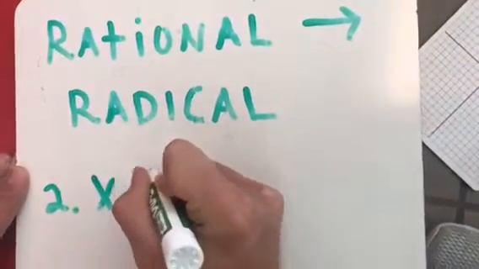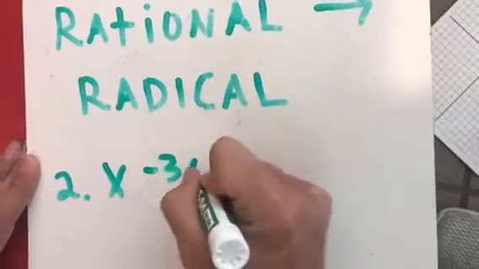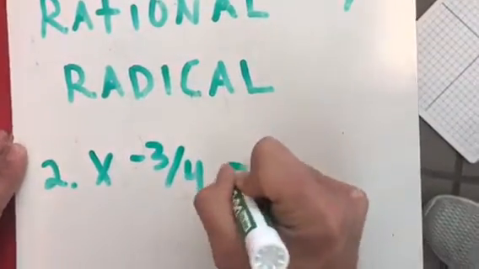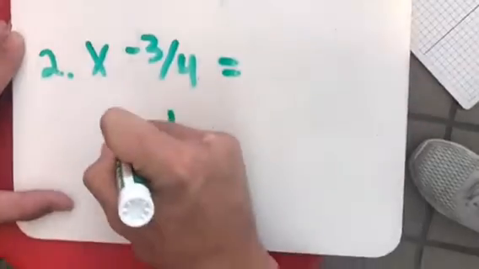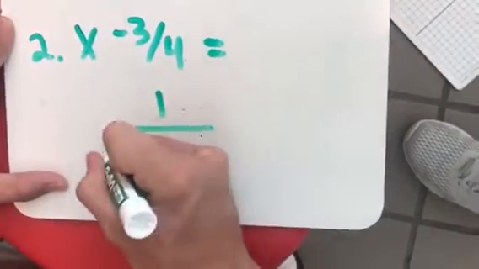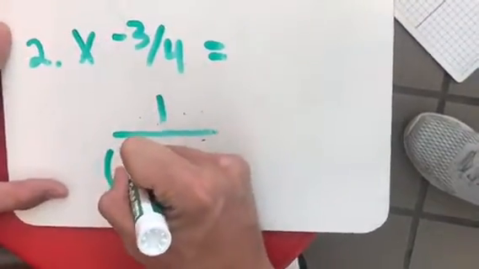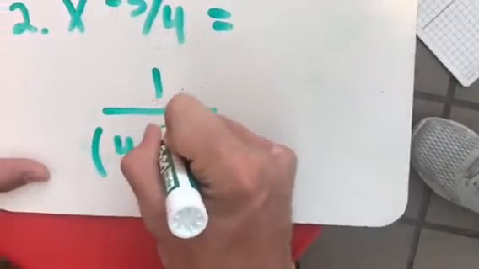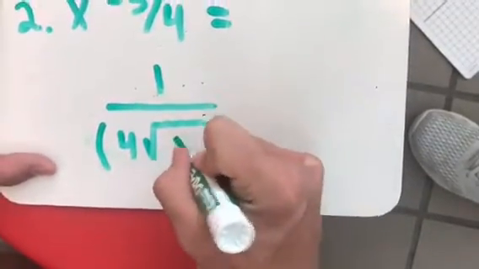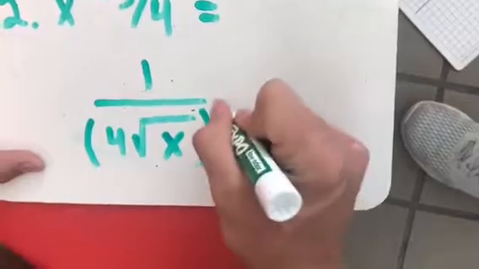When we see a negative exponent such as x to the negative 3/4, we remember that negative exponents create fractions. 1 over, and then x is under a radical. The denominator is the index, the 4, all raised to the 3rd power, so we get 1 over the 4th root of x to the 3rd power.